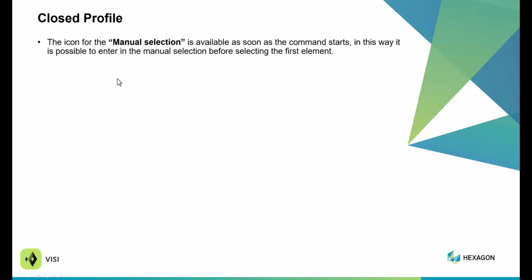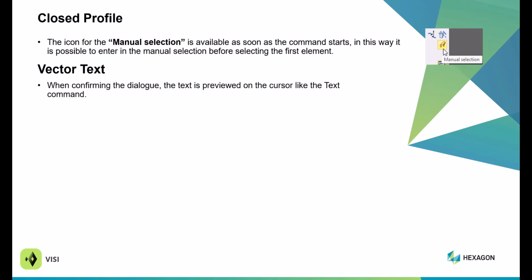Within closed profile, the icon manual selection is available right at the start of the command. In this way, it is possible to do a manual selection before even having to select a first element. There have been some improvements with the vector text within this version as well. When you are inserting text, you now can preview the text as you're doing an insertion. Previously, you just picked a point and then you'd see your text. Now you see the preview of it, which is very, very nice.